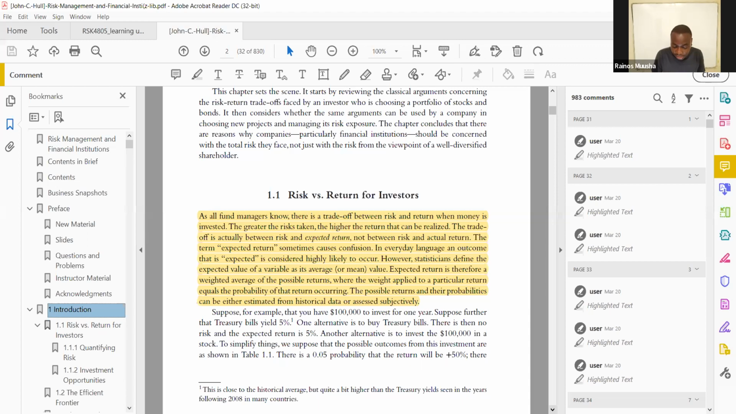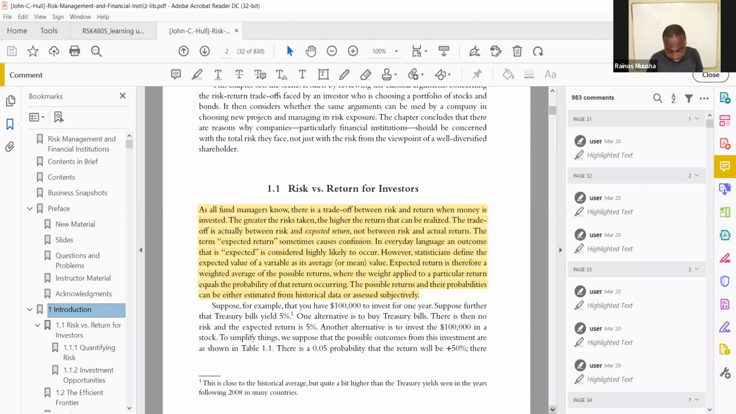So the term expected return sometimes causes confusion. In everyday language, an outcome that is expected is considered highly likely to occur. However, statisticians define the expected value of a variable as its average or mean value. So expected return is therefore a weighted average of the possible returns, where the weight applied to a particular return equals the probability of that return occurring. The possible returns and their probabilities can be estimated either from historical data or subjectively.